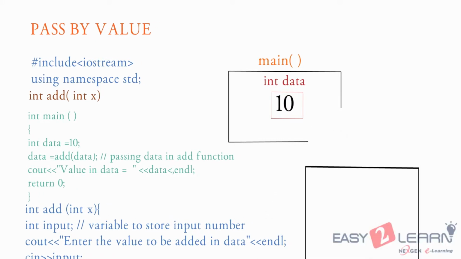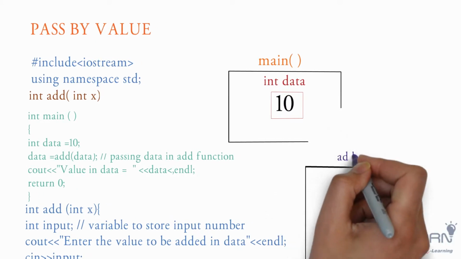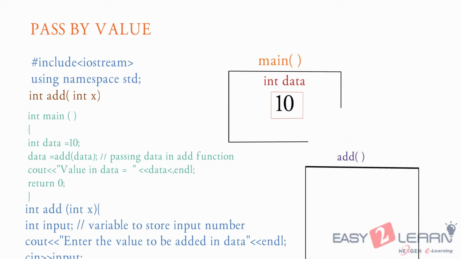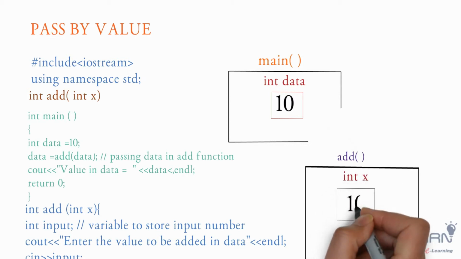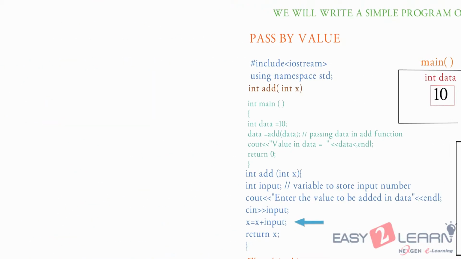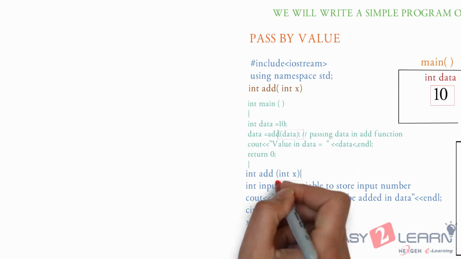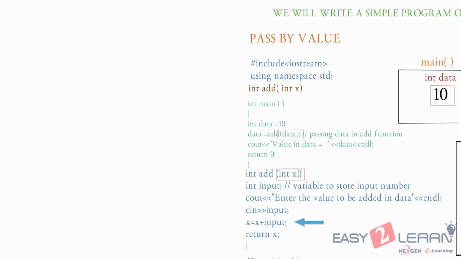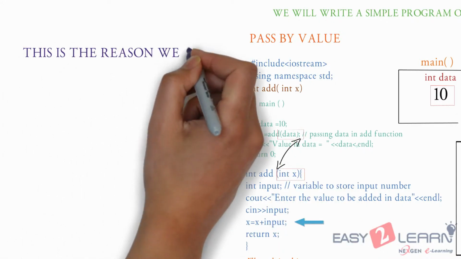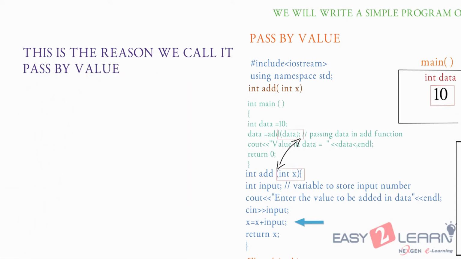In the called function we have an argument integer x, which is the copy of data. Here it is called as data in the main function. The same is called as x here, which is the copy of data. So this is the reason why we call it pass by value.